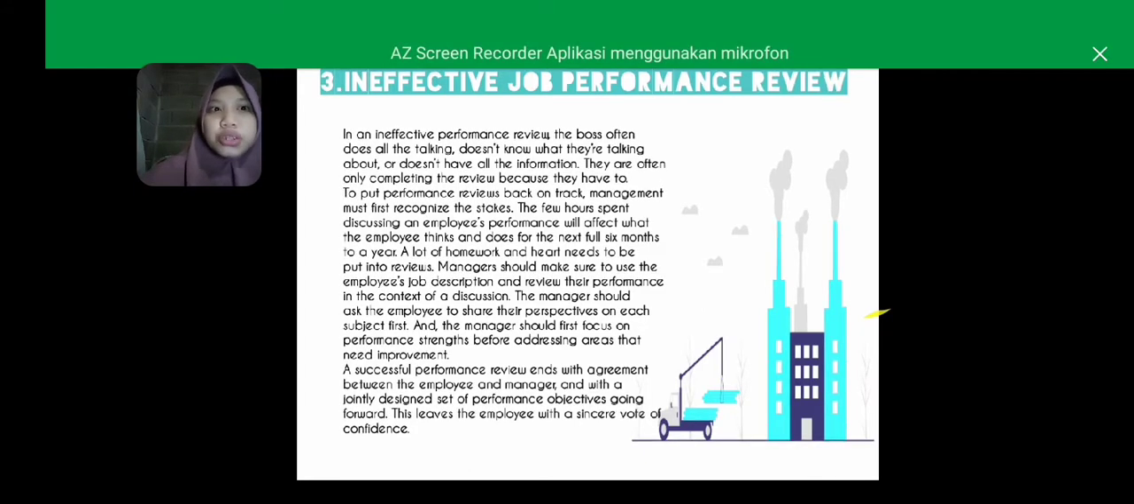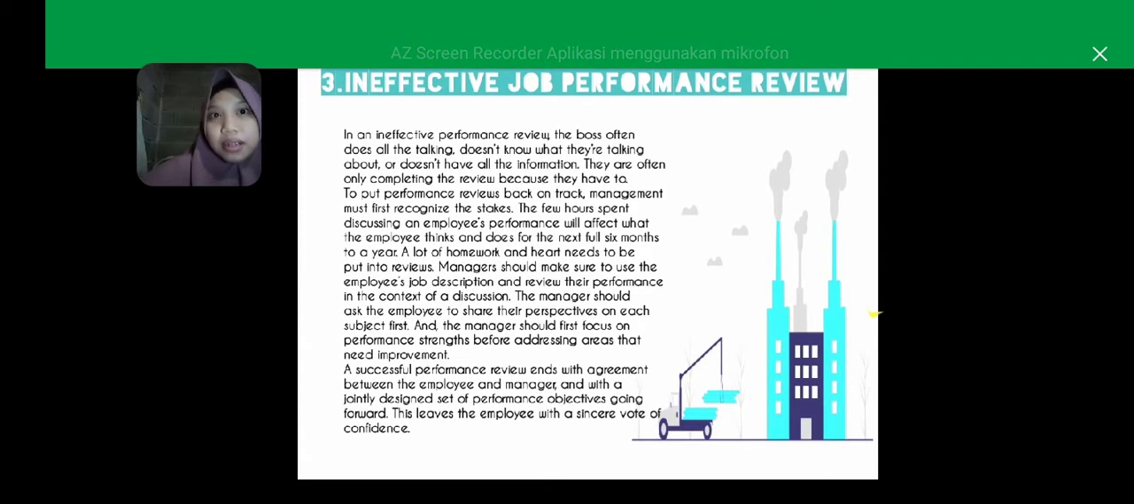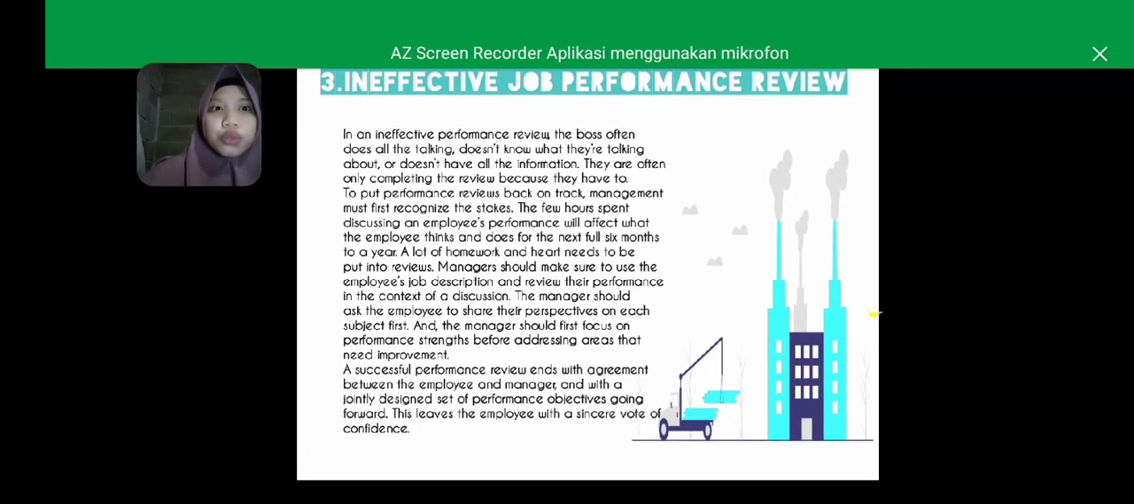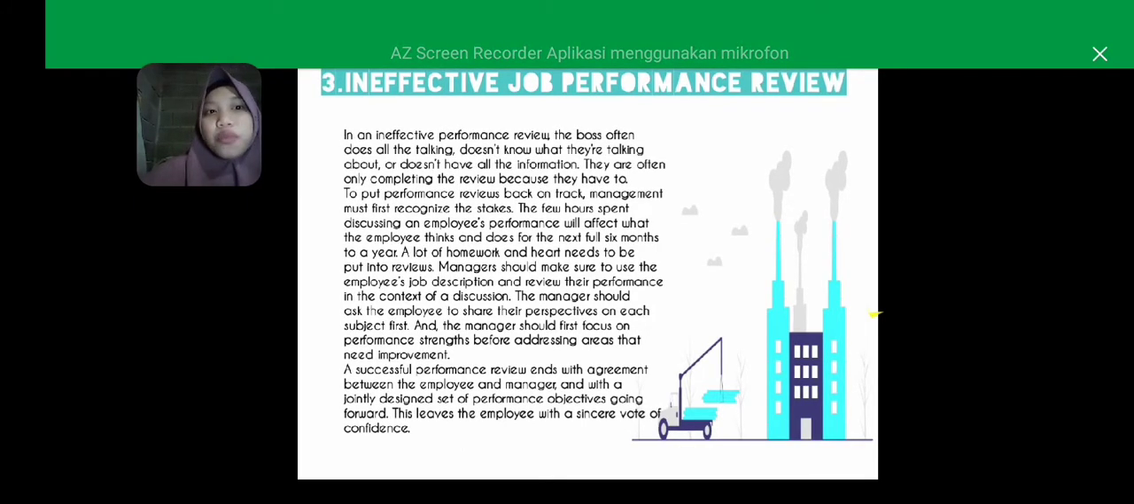Managers should make sure to use the employee's job description and review their performance in the context of a discussion. The manager should ask the employee to share their perspective on each subject first. And the manager should first focus on performance that is going well before addressing areas that need improvement. A successful performance review ends with agreement between the employee and manager and with a jointly designed set of performance objectives going forward. This leaves the employee with a vote of confidence.